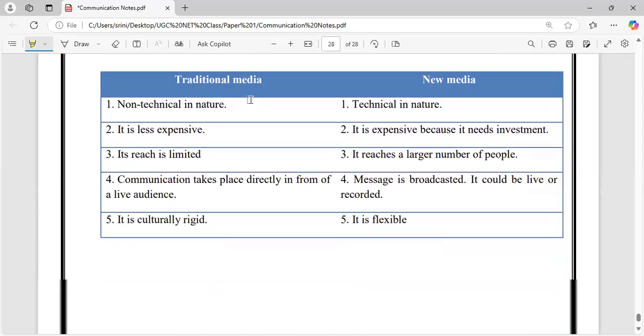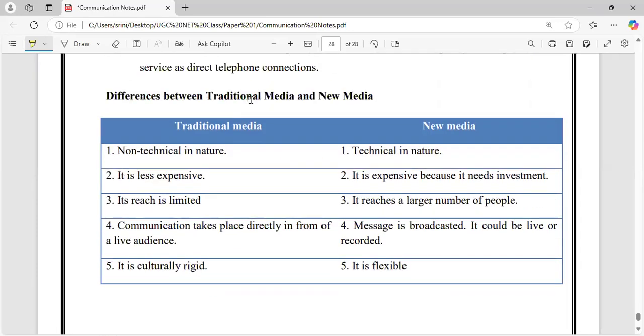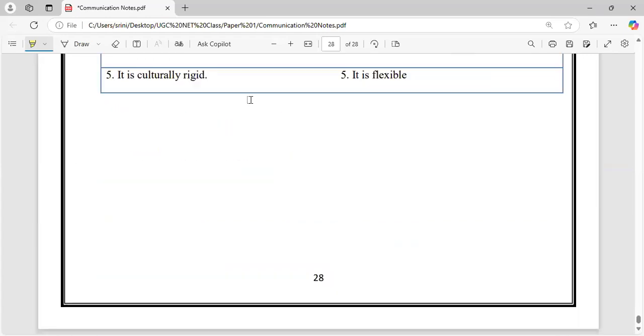Okay. And then the difference between traditional media and the new media. Traditional media is non-technical in nature, it is less expensive. Its reach is limited. Communication takes place directly in the form of a live audience. It is culturally rigid. And the new media is technical in nature. It is expensive because it needs investment. It reaches a large number of people. Message is broadcast. It could be live or recorded, and it is flexible. And that's the end of communication.